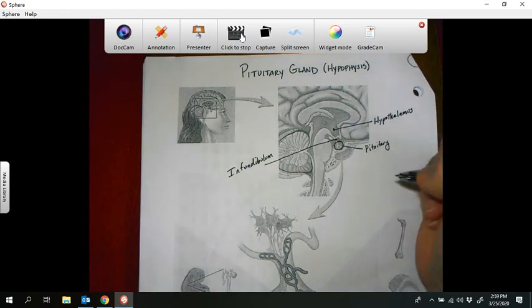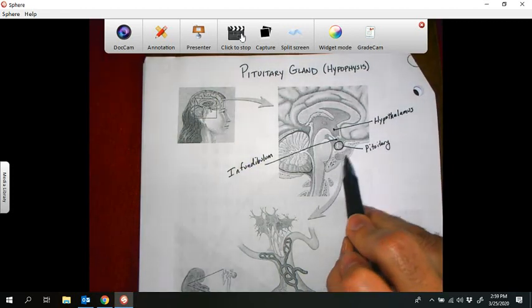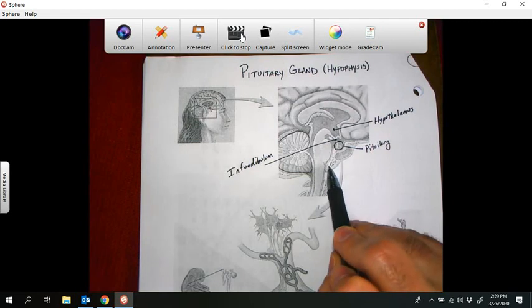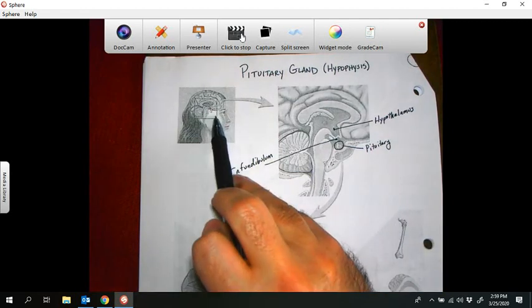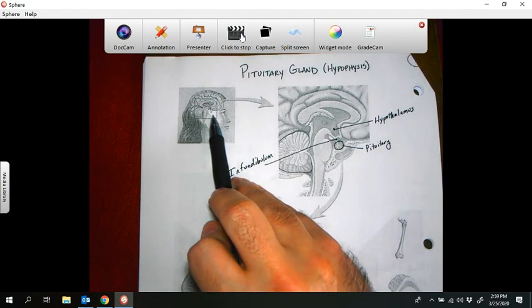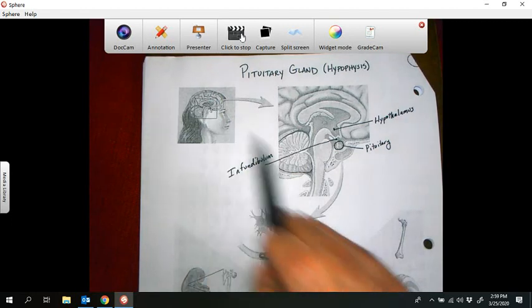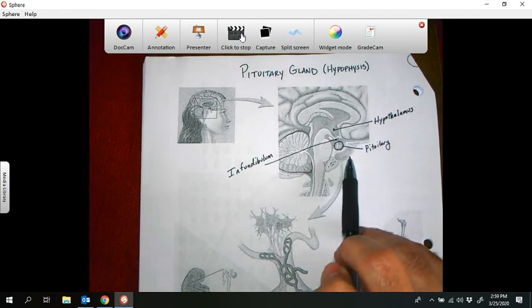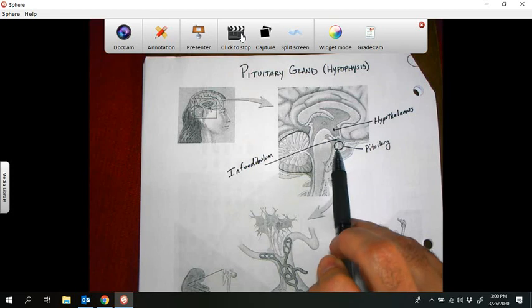But what's really unique about this, we can see one of the sinuses right here for this bone. This would be right up here, kind of back behind your nasal cavity, and that's how they access things. So there's a sinus here, so this is actually pretty thin bone. That's how they access the pituitary if there's a problem.